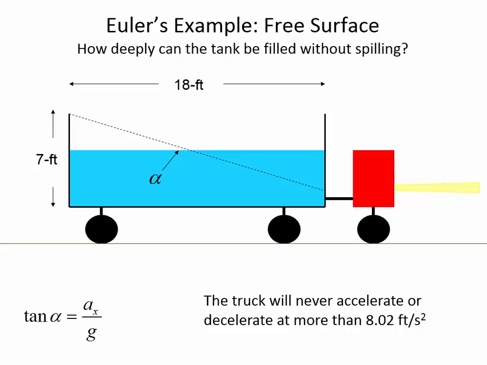But if you put maybe one foot of liquid in it, then it can slosh around without spilling, but you could even fit more than 1 foot in it. So what I'd like you to do is use this ratio to calculate the angle, and then take a look at the geometry and try and see if you can calculate how deeply this tank can be filled without spilling when it's accelerating or decelerating.